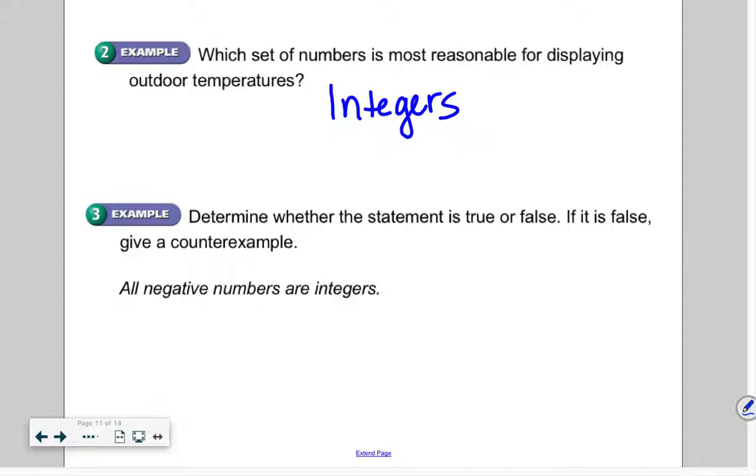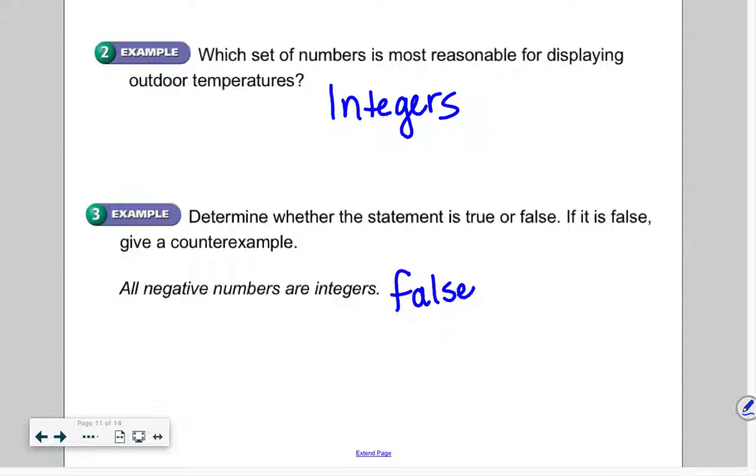Next one here. Determine whether this statement is true or false. If it is false, give a counterexample. All negative numbers are integers. Is that a true or false statement? All negative numbers are integers. False. Okay, why? Because there could be decimals. So give me a counterexample. Give me a number that proves that that is a false statement.